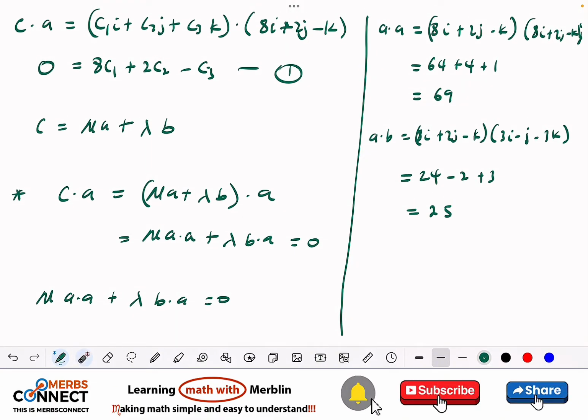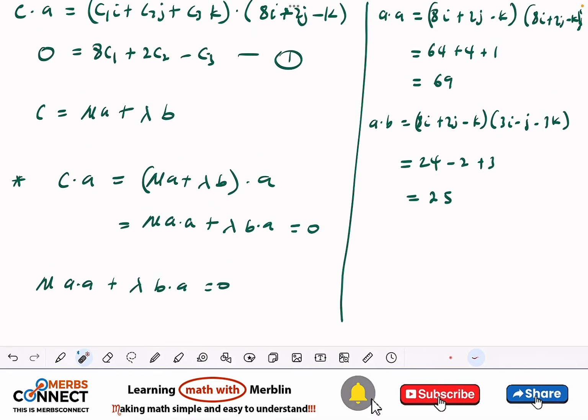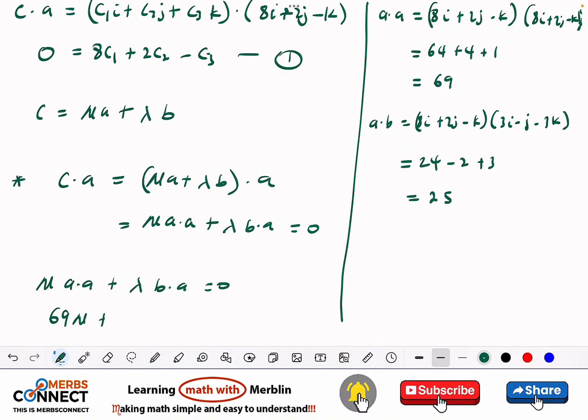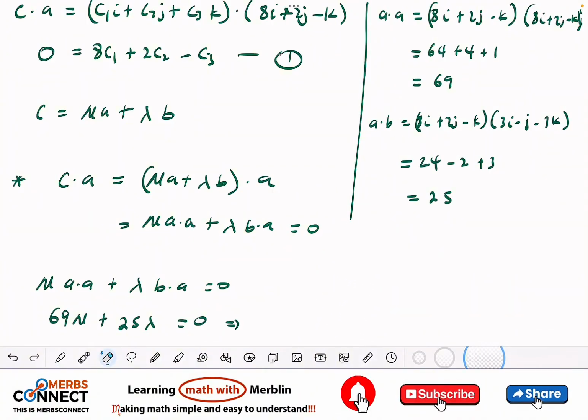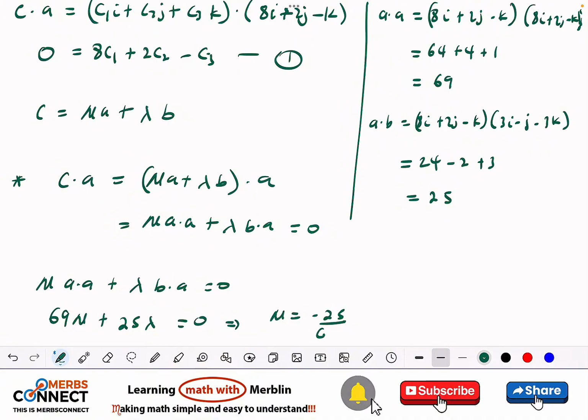So now we know A dot A and A dot B. Let's plug them in here. This is going to give us 69 mu plus 25 lambda should be equal to 0. So this is what you get when you do the substitution. Now I can find mu. This implies that mu can be written as minus 25 divided by 69 lambda.